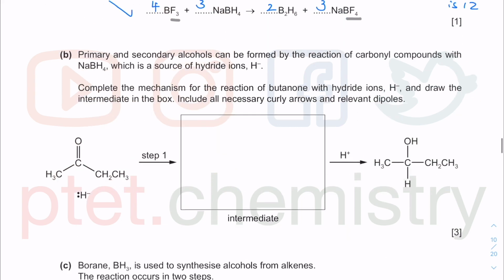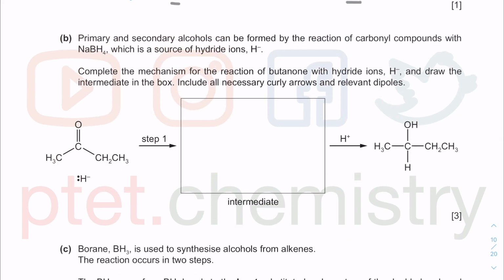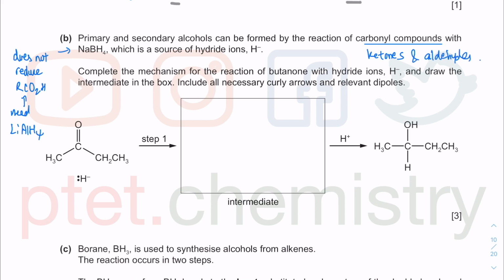Okay. Part B. Primary and secondary alcohols can be formed by reacting carbonyl compounds such as ketones or aldehydes, because carboxylic acid cannot be reduced by sodium borohydride. So it does not reduce carboxylic acid. To reduce carboxylic acid to primary alcohol, you need lithium aluminium hydride, which is a much stronger reducing agent. So this one can reduce ketones and aldehydes to their corresponding secondary alcohol and primary alcohol respectively. You're supposed to complete this mechanism for this reaction with hydride ion.